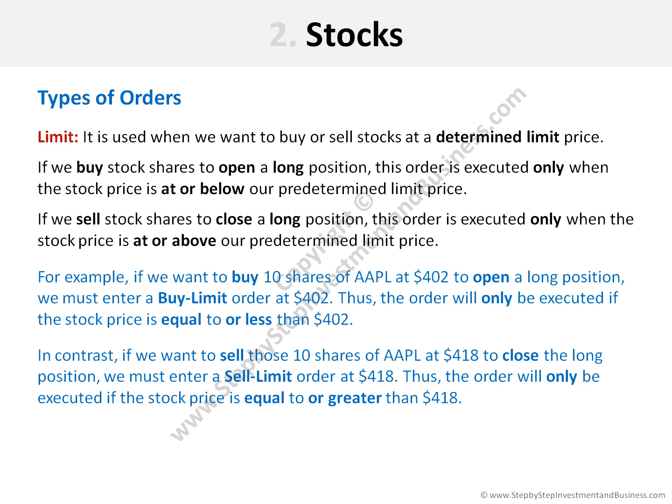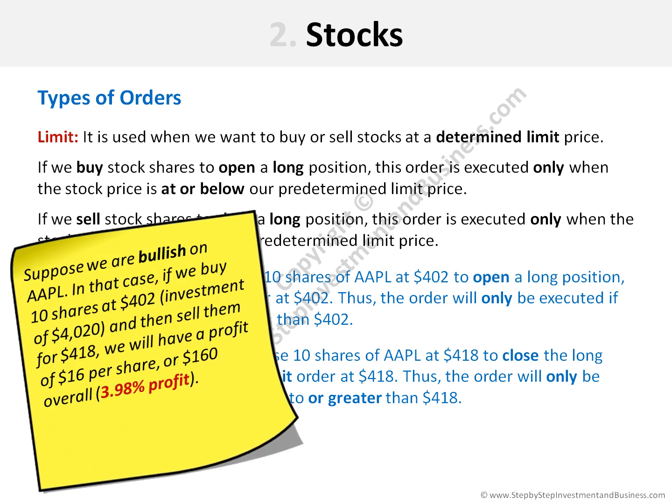This means that when we buy shares using the limit order, it is guaranteed to buy at a price that will not exceed our predetermined limit value. In the case of selling shares, with the limit order, it is guaranteed to sell at a minimum price. Suppose we are bullish on Apple. In that case, if we buy 10 shares at $402, that is, we make an investment of $4,020, and then sell them for $418, we will have a profit of $16 per share, or $160 overall. In terms of percentage, that is a profit of 3.98%.